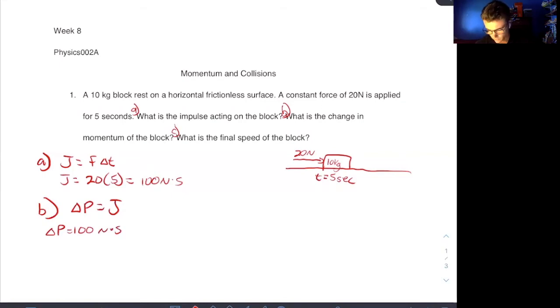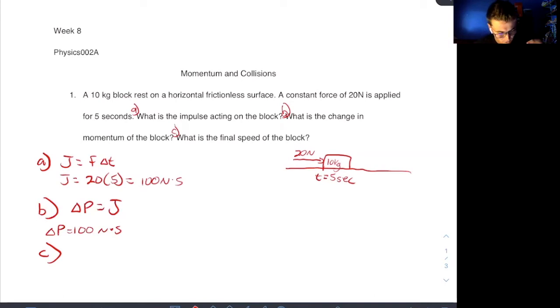Okay, so now that we have our change in momentum, we can find part C. So what is part C? Part C is essentially asking you to find what the final speed of the block is.